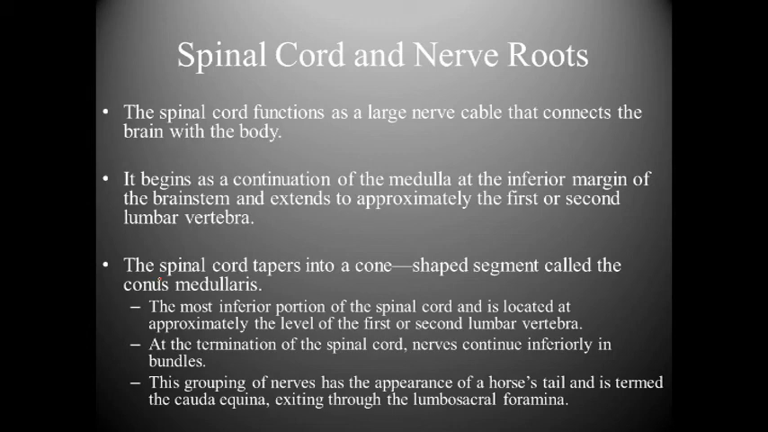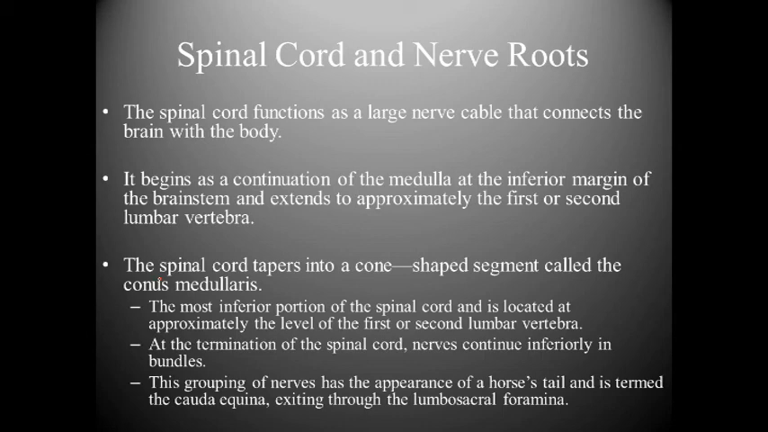So, the spinal cord and nerve roots. The spinal cord functions as a large nerve cable that connects the brain with the whole body. It begins as a continuation of the medulla at the inferior margin of the brainstem and extends to approximately the first or second lumbar vertebrae. The spinal cord tapers into a cone-shaped segment called the conus medullaris, the most inferior portion of the spinal cord, and is located at approximately the level of the first or second lumbar vertebrae.